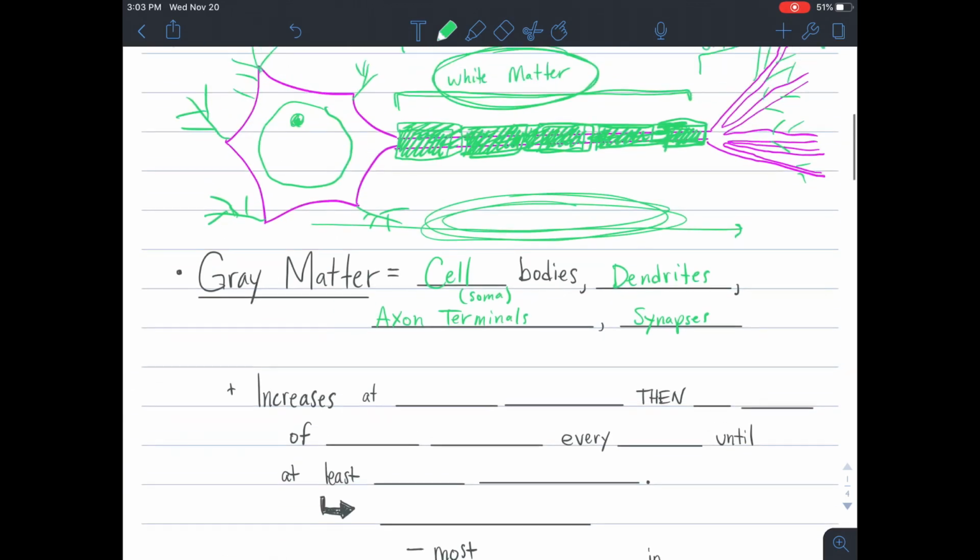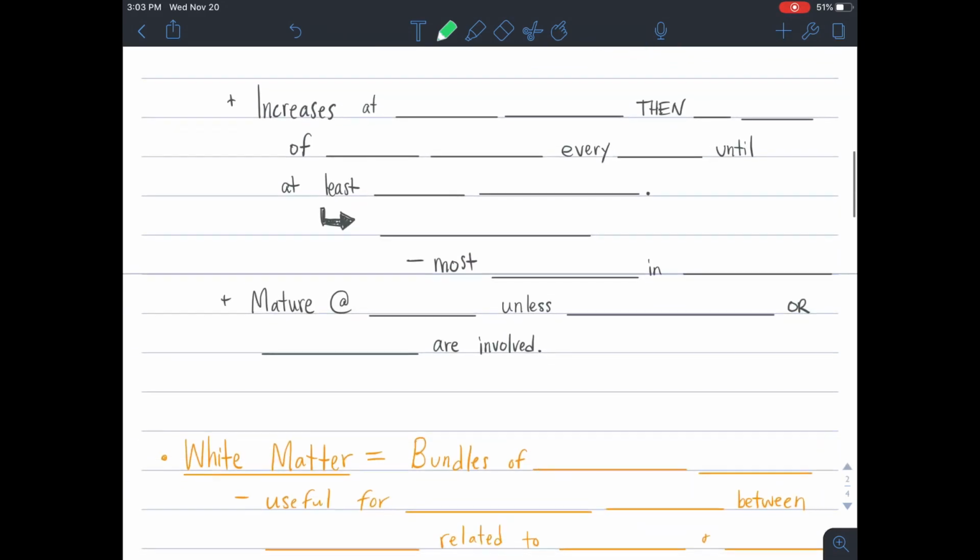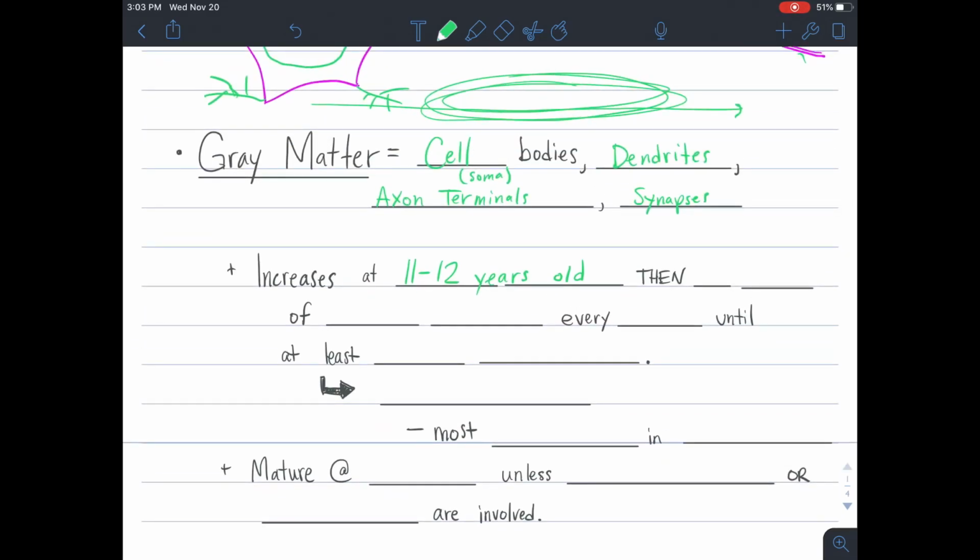So if we think about those parts of the neuron, we end up having more of these at about 11 to 12 years old. So it increases at 11 or 12 years old. It also increases when you're born. When you're born, you have more gray matter. You have more cells in your brain as a young child than you do as an adult, because kids have to be able to learn a bunch of stuff. And so all these cells are there so that they have the potential to draw connections between things.